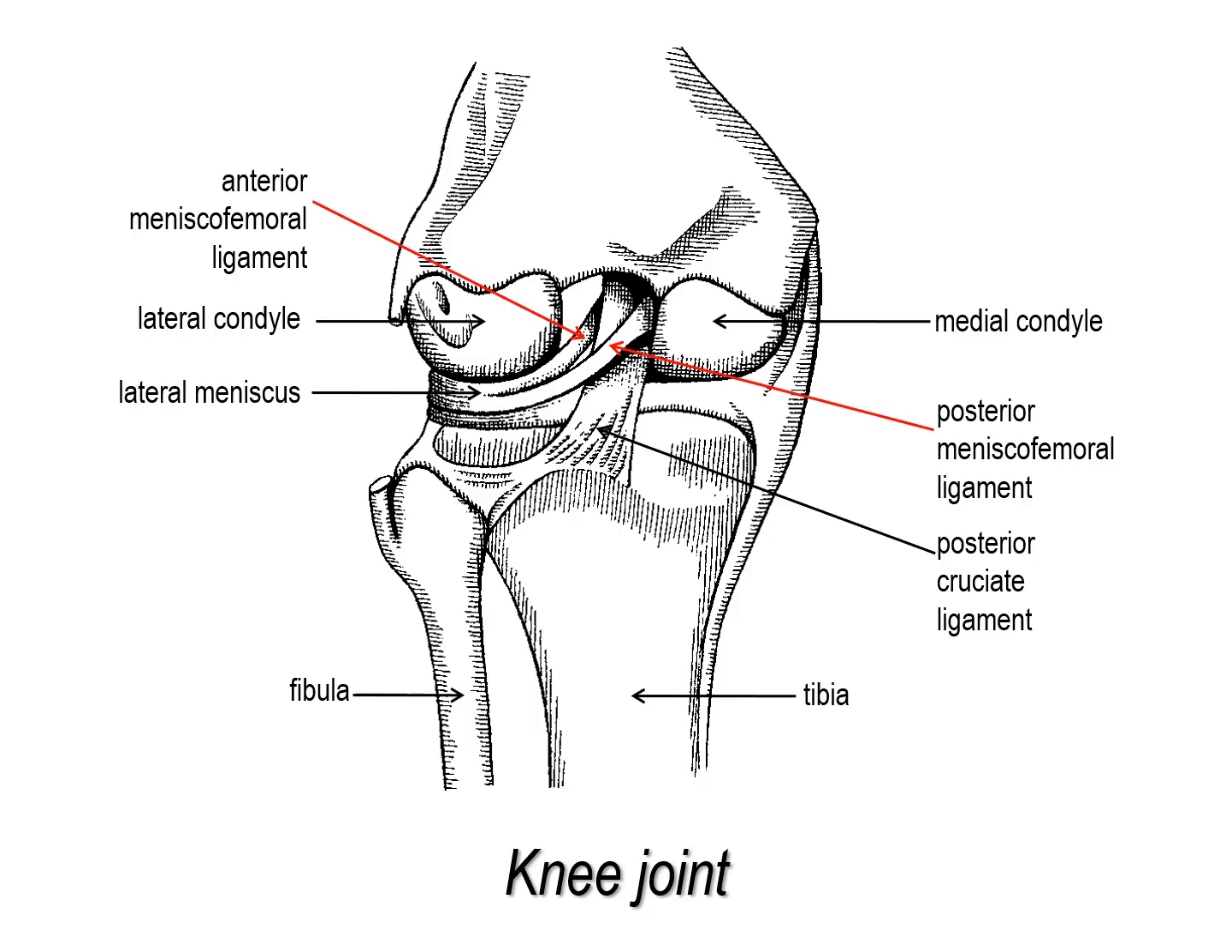In this figure, you can see very well that the posterior horn of the lateral meniscus is attached to the medial condyle of the femur by the anterior and posterior meniscofemoral ligament. The anterior meniscofemoral ligament passes in front of the posterior cruciate ligament, while the posterior meniscofemoral ligament passes behind the posterior cruciate ligament.